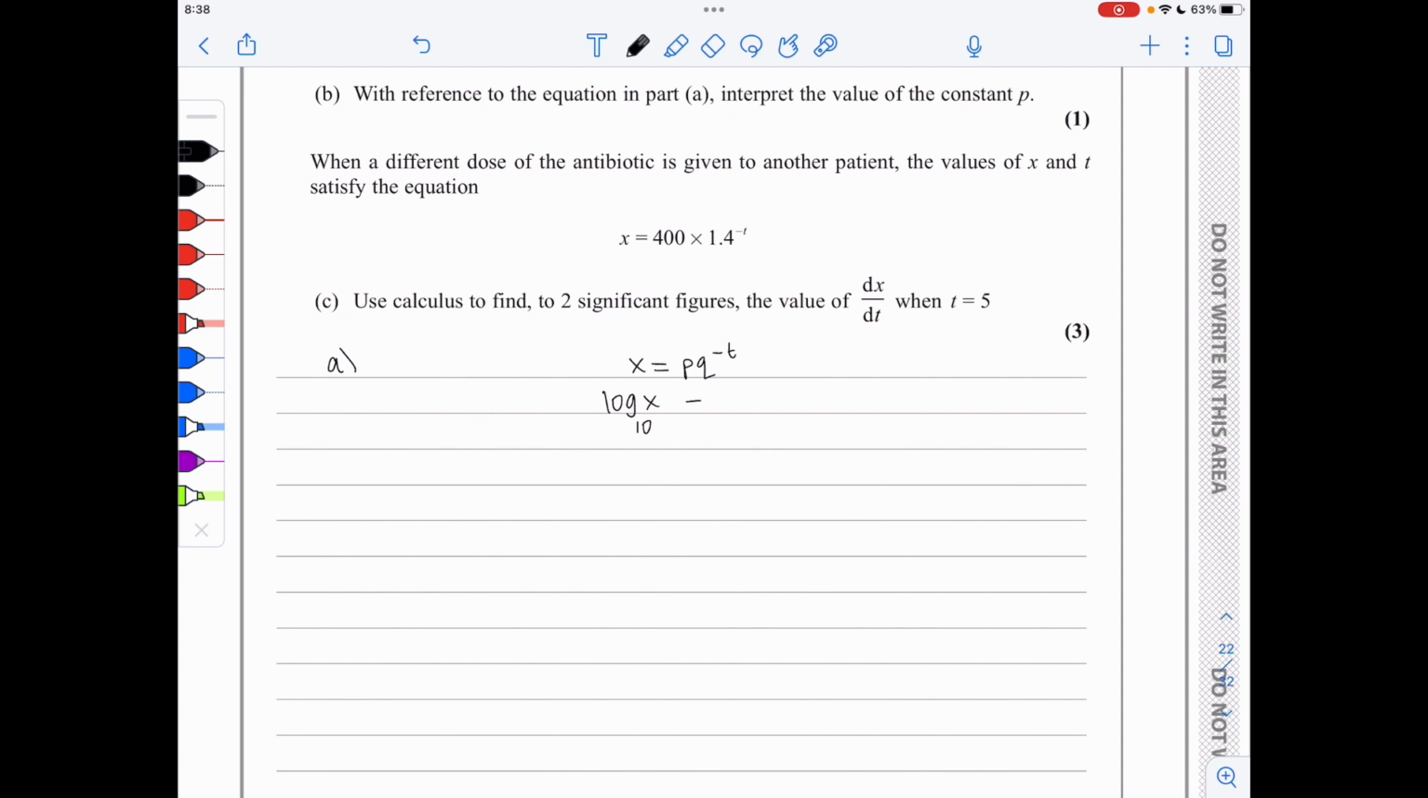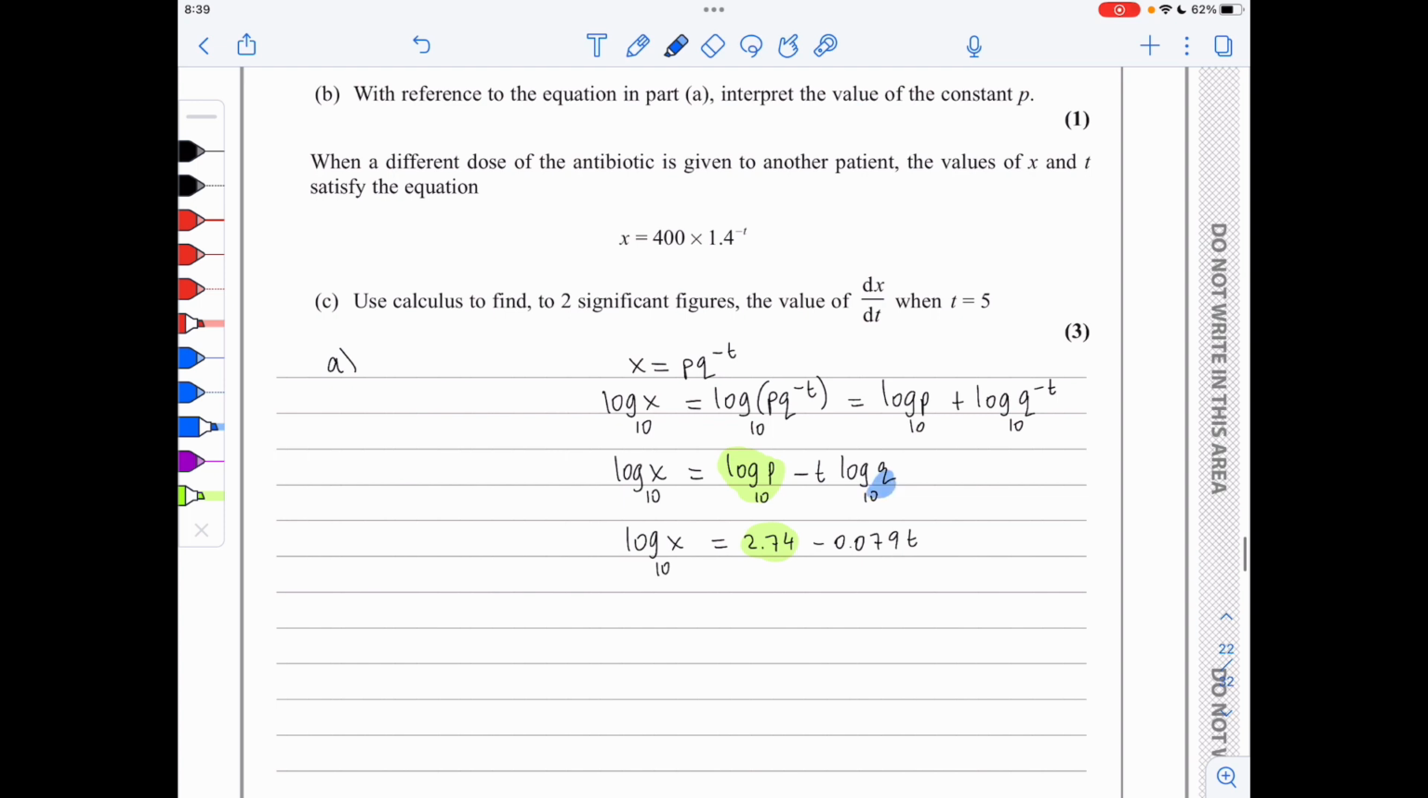So log x base 10 is log of P, Q to the negative t base 10, which can be written as log of P base 10 plus log of Q to the negative t base 10. So log of x base 10 is log of P base 10 minus t log Q base 10. And we are given that log of x base 10 is equal to 2.74 minus 0.079t. So we can compare: the constant 2.74 is the log of P base 10, and the log of Q base 10 is the 0.079.